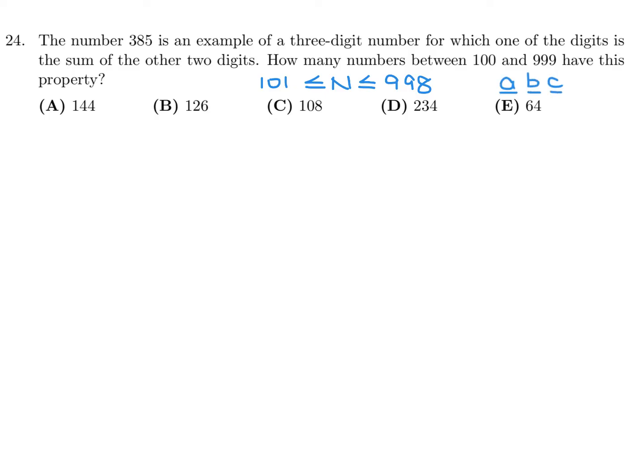These are the 3 digits. So, let's say A is the largest. So that would mean B plus C is equal to A. But A could also be in the middle, or A could be the last one. So I'm just trying to get an idea of how to approach this. And I think there's going to be different scenarios.